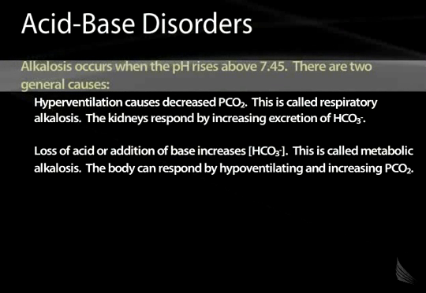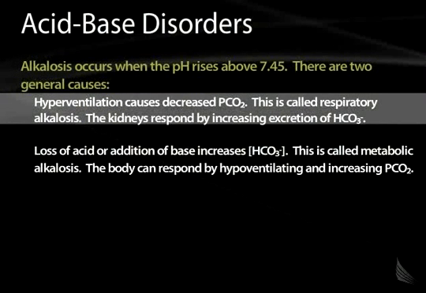Alkalosis, on the other hand, occurs when the pH rises above 7.45. And there are two general causes, which are exactly similar to the causes of acidosis. When we hyperventilate, this causes decreased partial pressure of CO2. When we decrease the partial pressure of CO2, the pH increases, according to the Henderson-Hasselbalch equation. So we get an alkalosis that's caused by a primary respiratory disorder, and so we call that respiratory alkalosis. The kidneys, again, respond to this by increasing the excretion of bicarbonate. As the bicarbonate concentration goes down, the pH goes down back to the normal level.